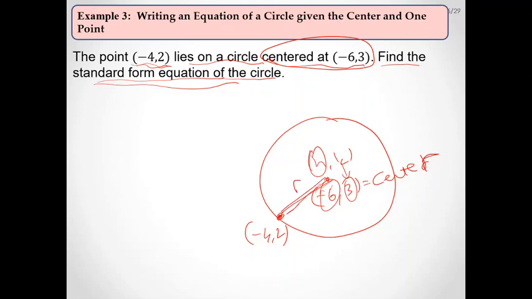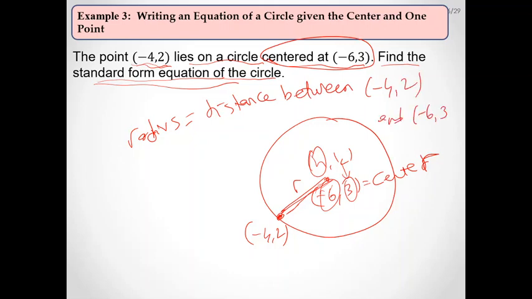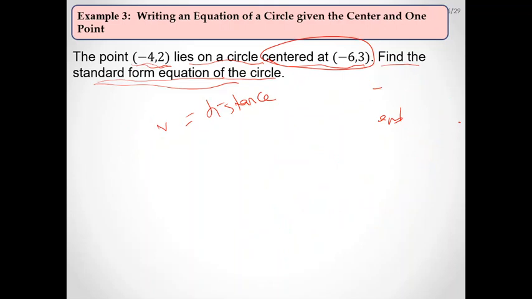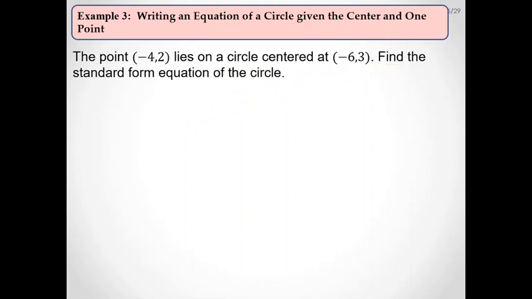So how can we find the radius? The radius is obviously the distance between (-4, 2) and (-6, 3). So what we have to do is find the radius as the distance between these two points. And do we know this distance formula? Yes, we know. Okay, let's see how it goes here.